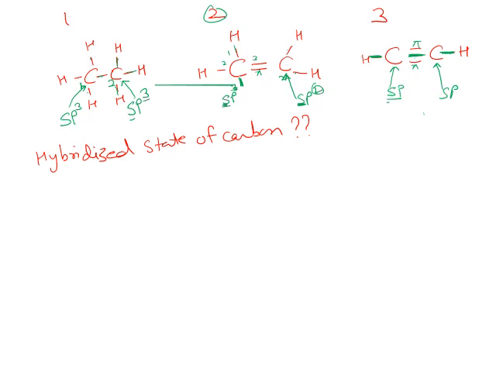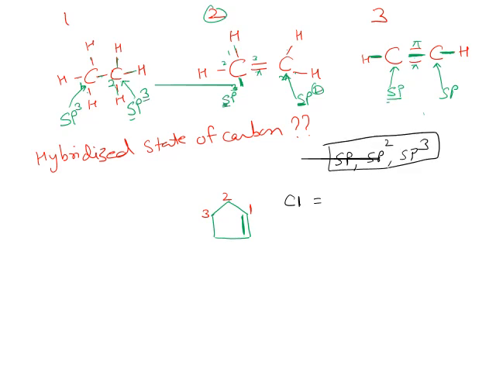So let me give you one more example. If I ask you what's the hybridization state for carbon number 1 and carbon number 3, so how are you going to solve this problem? So carbon number 1 has a hybridization state of what? sp, sp2 or sp3. So which hybridization state will this carbon have right now?